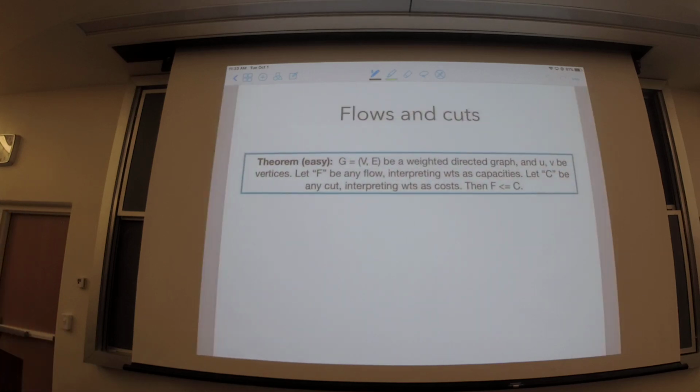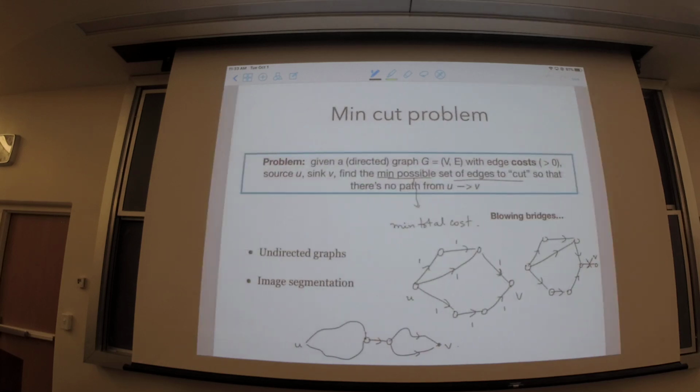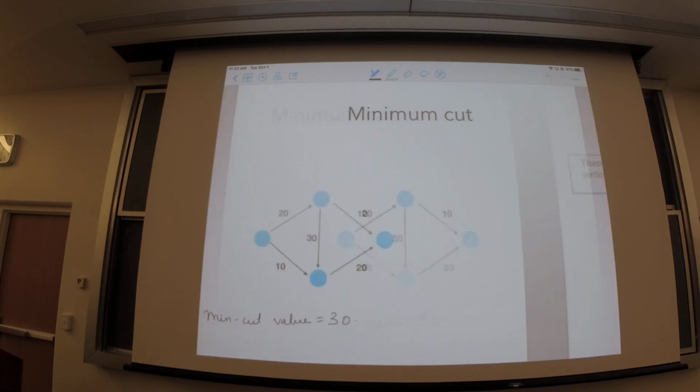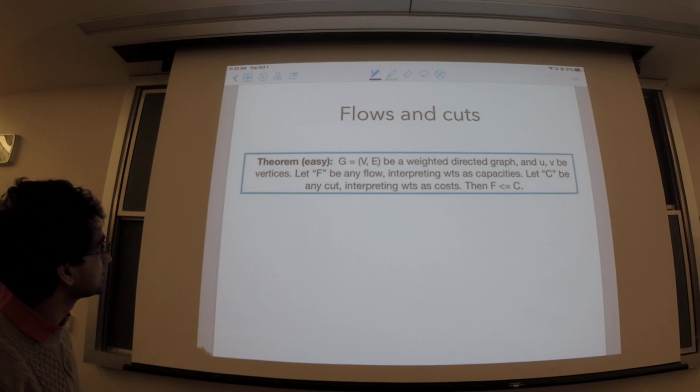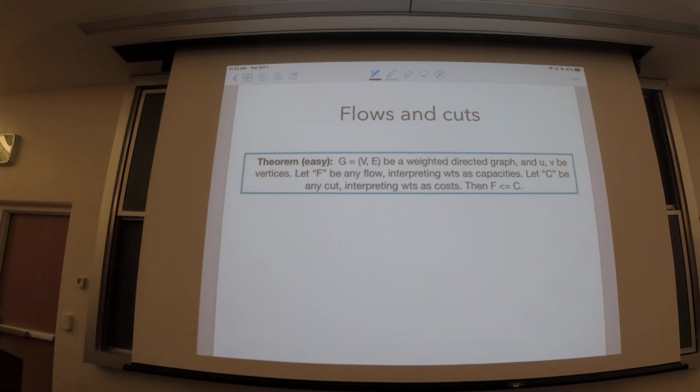Alright. So now how are cuts related to flows? It turns out here's a somewhat simple theorem, but something that I would like to mention, which is, suppose you have a weighted directed graph. So you have some directed graph and you have edge weights, and let's say you have some vertices U and V. So you have some U and you have V.